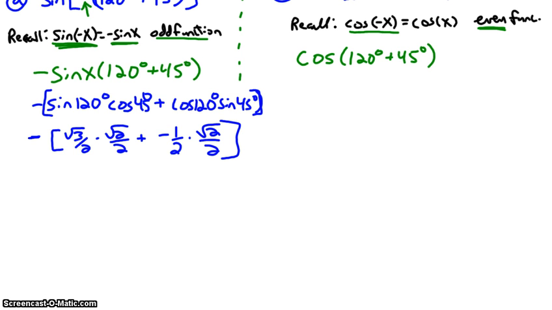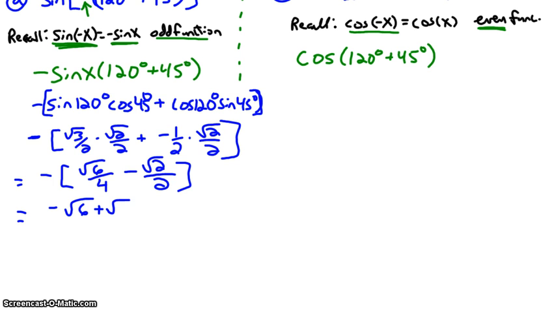Now remember, this negative is still on the outside. Let's not forget that. So in my next process, I can see that I'll have a negative, and once again, a radical 6 over 4. We've seen that a few times. And on the right side here, a radical 2 over 2. Process of elimination will get me then down to a negative radical 6 plus radical 2, all over 4.